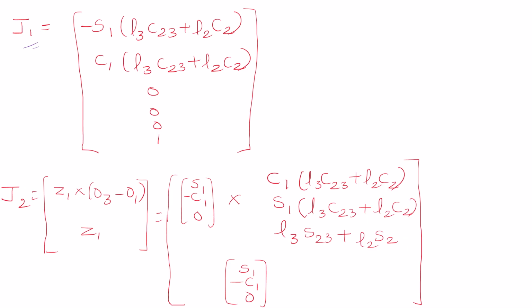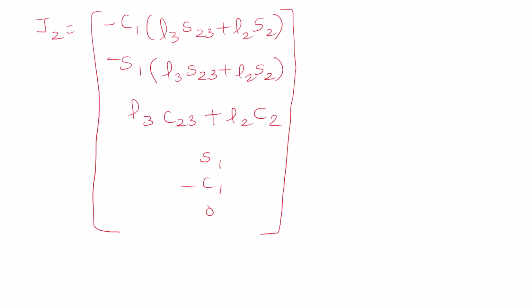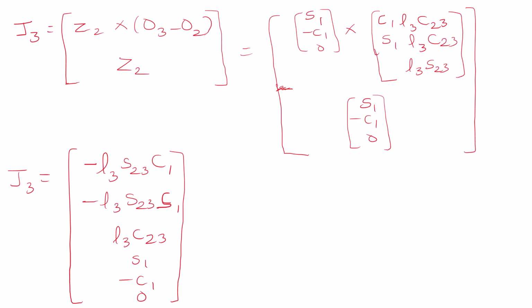The same way you also have to get J2. Now the formula is the cross product of Z1 and O3 minus O1, and for the angular Jacobian it is Z1. You get the cross product of these two vectors the same way I just explained for J1, and combining them we get the J2 column. This is the J2 column, and the J3 column you also have to get in the same way.